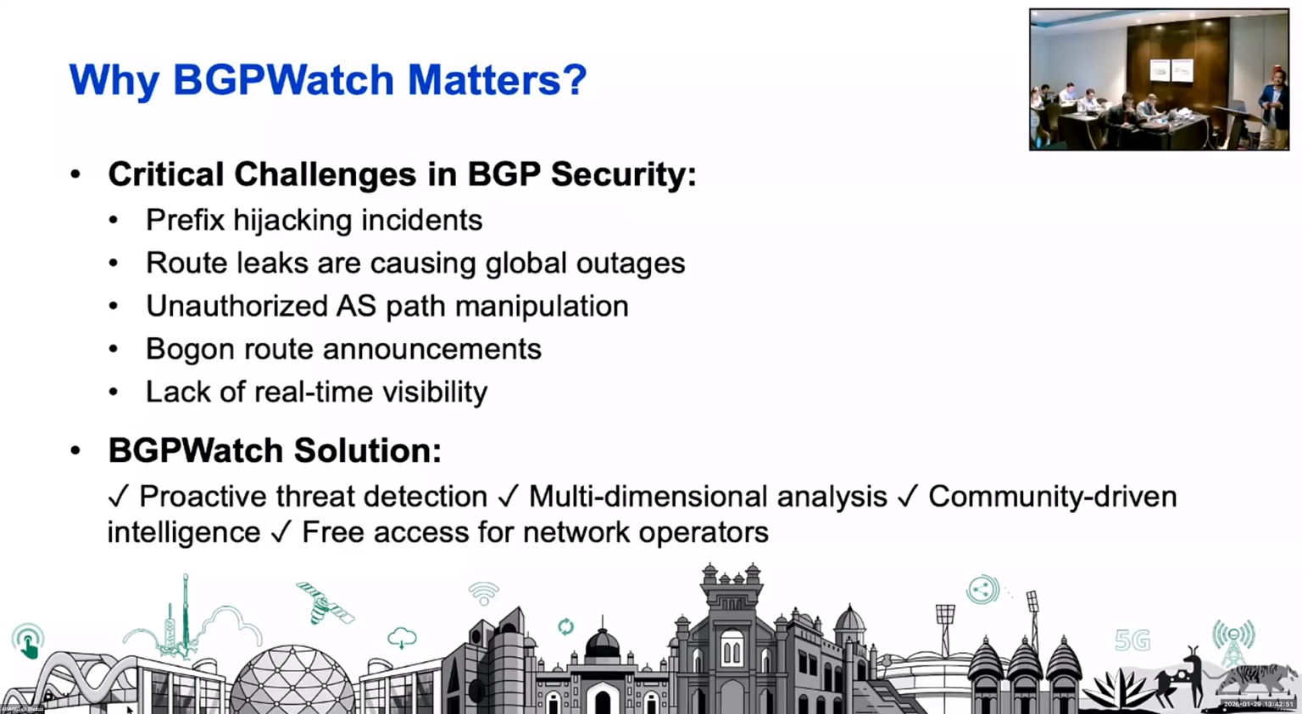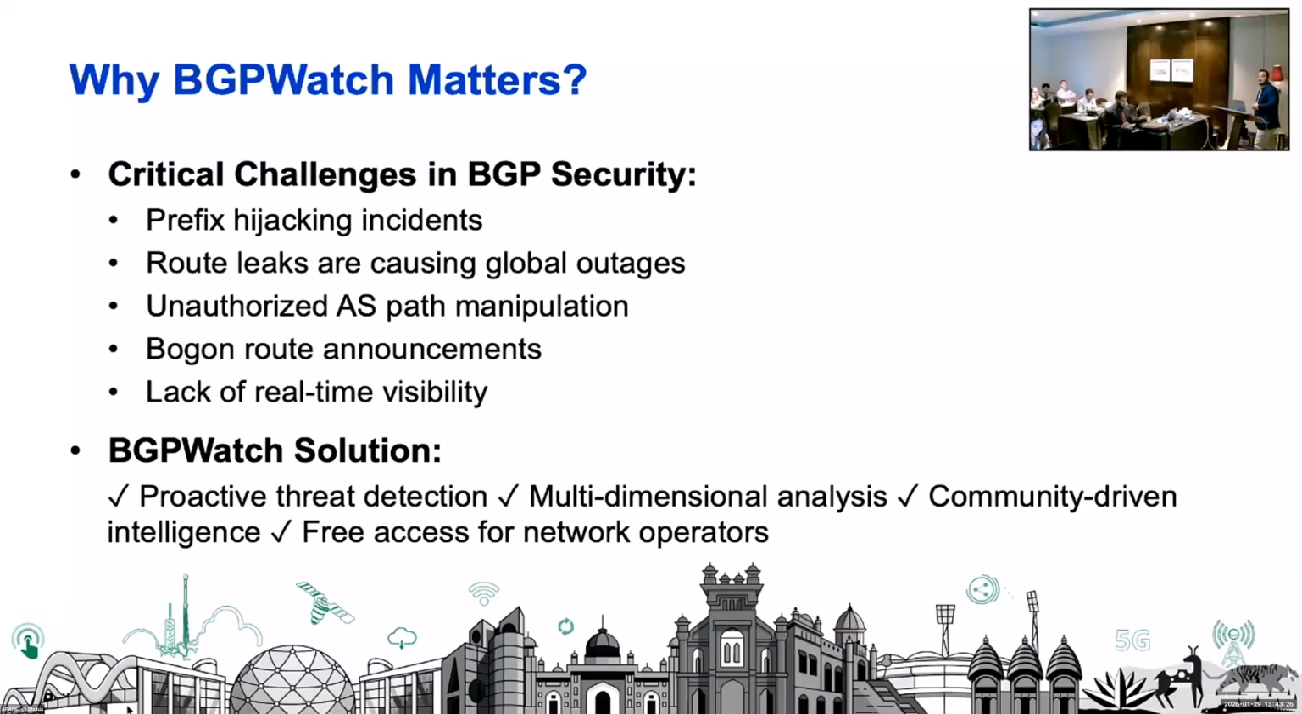So why does BGPWatch actually matter? Prefix hijacking incidents are some critical challenges. What is prefix hijacking? If someone announces your prefix, a hijacker announces that prefix without your consent, that is prefix hijacking. When prefix hijacking happens, the traffic intended for your network is redirected to the hijacker's network.